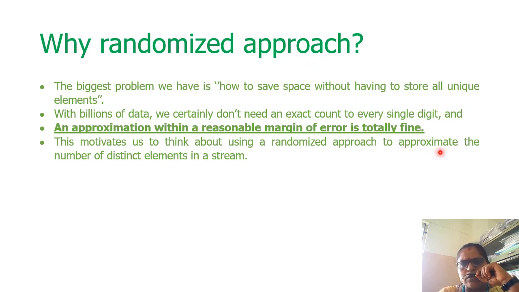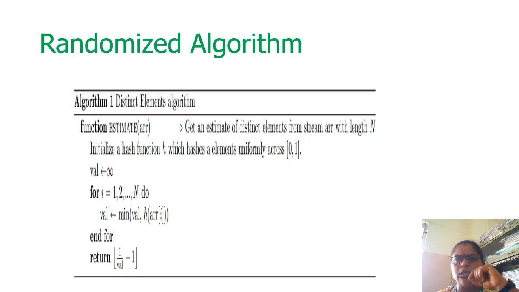It gives us an approximation. Here we'll approximate the number of distinct elements in a stream. Suppose we have 1 billion entries in our stream. We don't want to be very specific. It's enough if we can get a range, a value which is very close to the exact value. That is the purpose of the randomized algorithm.